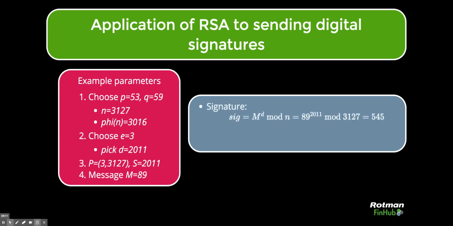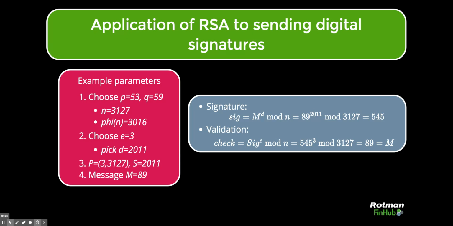Well, the signature is produced as follows. I take my private key and take the message and raise it to the power of the private key and perform the modulo operation. And that gives me an output of 545. That number is my signature.